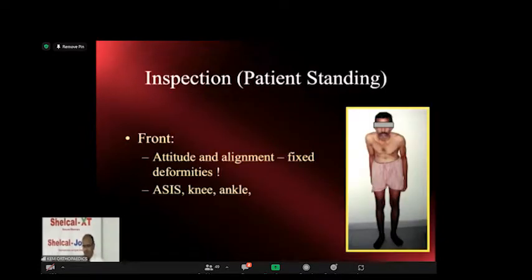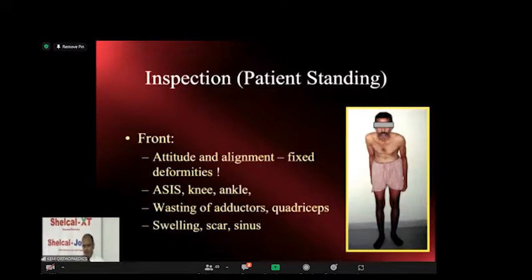So you examine the patient from the front, for attitude and alignment. The important thing is when the patient walks, then you can understand many things, like whether there are any fixed deformities, what the level of the anterosuperior spines is, whether the knees and ankles are at the same level, whether there is any visible wasting of the adductors or the quadriceps, thigh muscle wasting compared to the opposite side, and whether there is swelling, scar, or sinus, which is obviously visible on inspection.